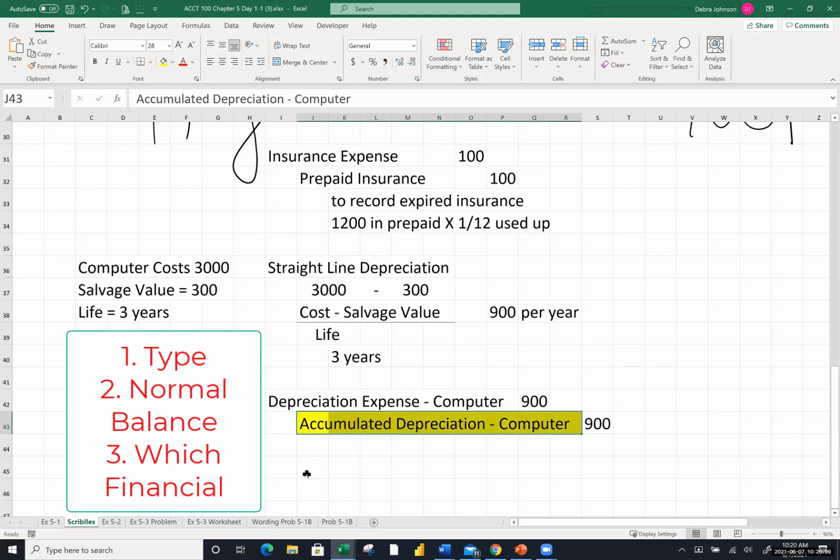This is a Contra Asset account. We've learned about one other Contra account. We learned about a drawing account that was a Contra equity. This is our first Contra asset. Contra means contrary to the normal balance. And so the purpose of this is to pull the computer's cost down over the life of the computer.